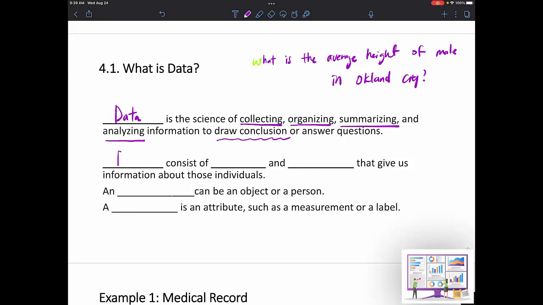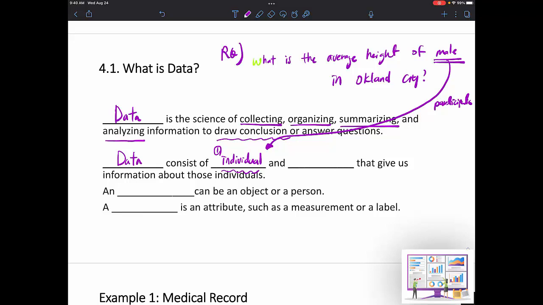So again, with data, you need to have two important components. One is individual. Who's going to give you that information, right? So usually you need a participant. So more participants is better. If you have many people who give the information, that's always good, right? So the more participants, the better the outcomes. So data consists of individuals. In this research question, who's going to give you that information? The male. So we have the individual component, the participants.